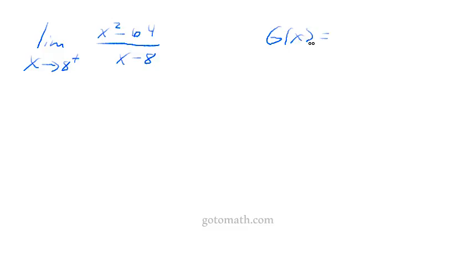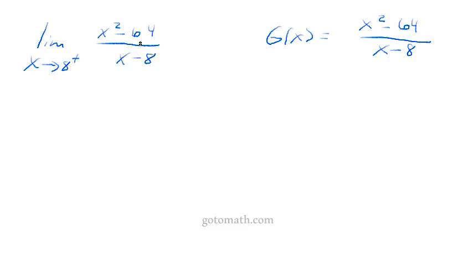Alright, let's write down this limit. We had the limit as x approaches 8 from the right hand side, that's what this little plus sign means, of x squared minus 64 over x minus 8. Now we're going to give this a name. We're going to call it g of x. And the reason for this is because we're going to be looking at a theorem here in just a minute.